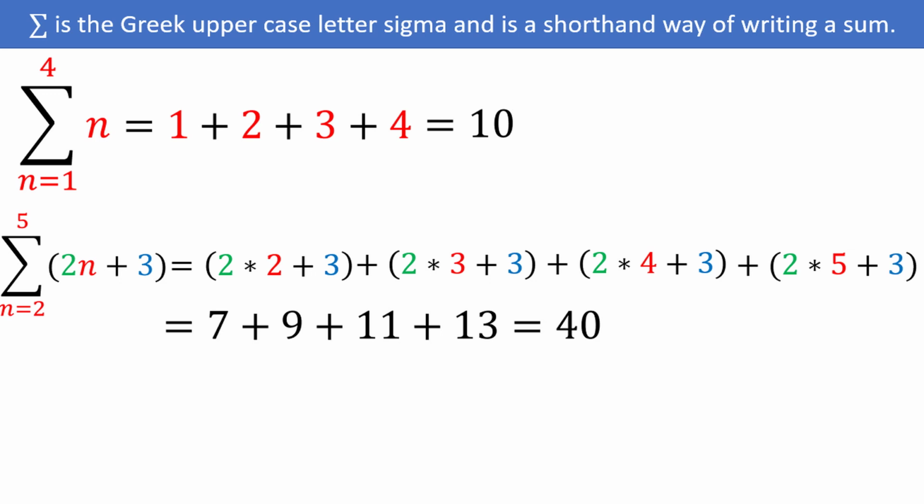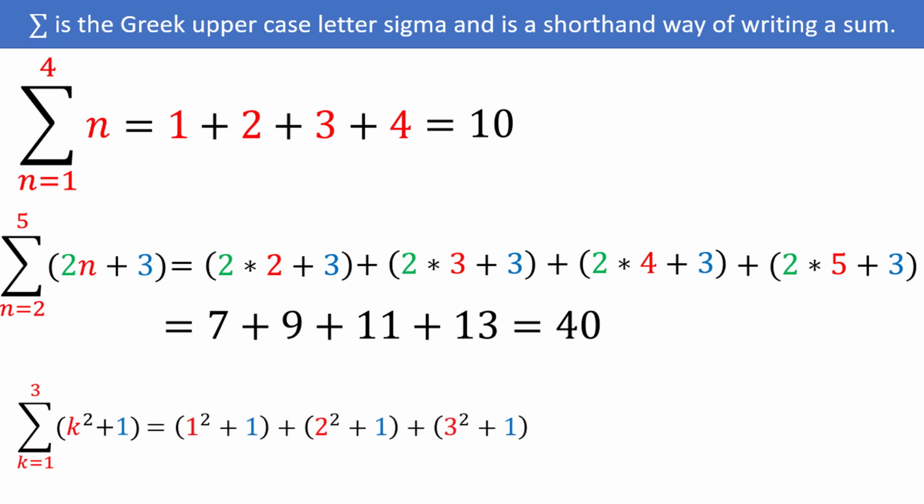Any letter can be used as what is called the index, so you might have something like the sum from k equals 1 to 3 of k squared plus 1, which is equal to 1 squared plus 1 plus 2 squared plus 1 plus 3 squared plus 1, which is 2 plus 5 plus 10, or 17.